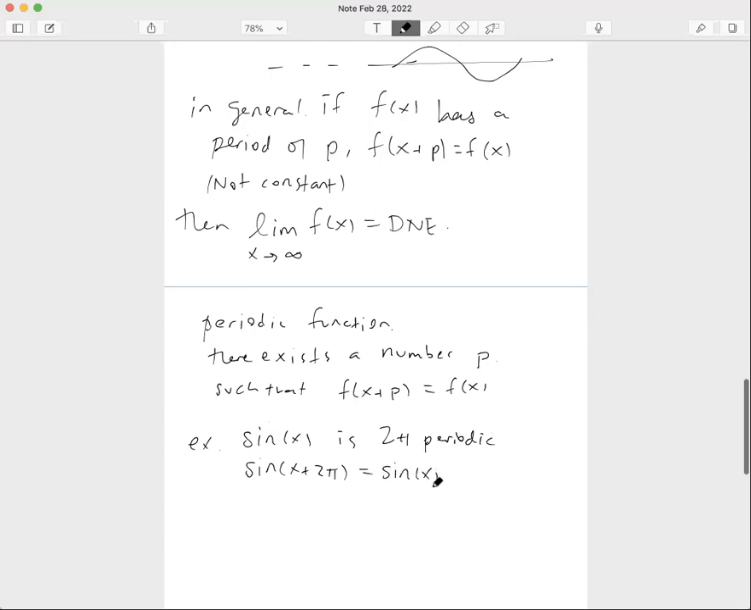looks the same, right? That's the same thing as doing a 360, right? The coterminal angle is still going to be the same. Tangent is also 2 pi periodic, but there's also a shorter period of pi. So tangent of x plus pi is equal to tangent of x. Those are 2 examples. The cosine is also. So this applies to all trig functions.